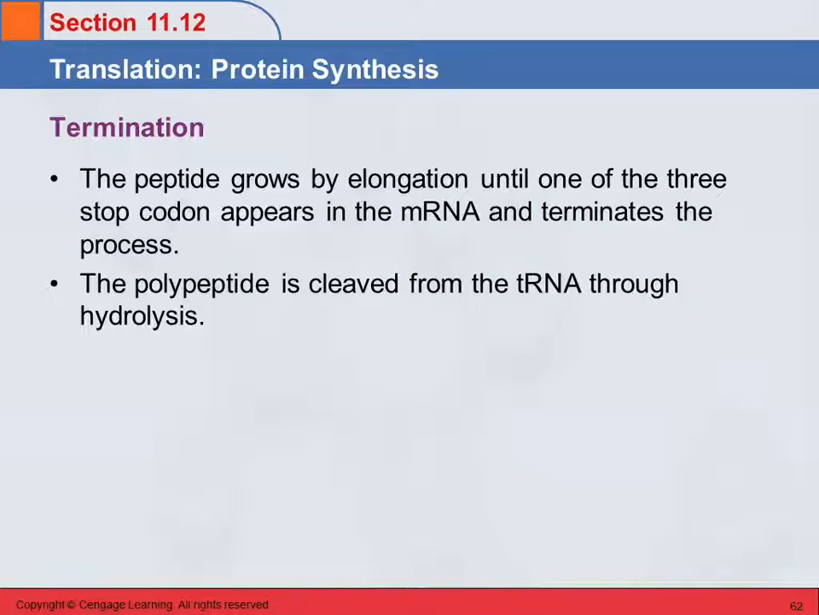And then the last step is termination. So the peptide grows through that elongation process. There are 3 different stop codons. And it'll encounter one of those on the mRNA, and that tells it to stop. Then the polypeptide is cleaved from the last tRNA that it was attached to through hydrolysis.